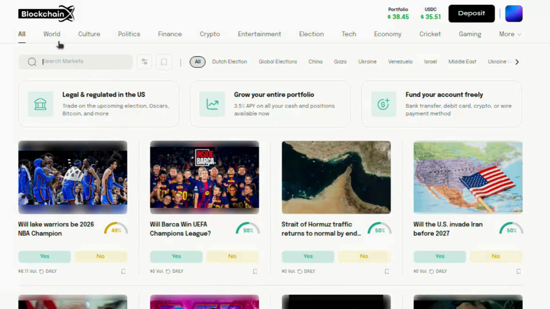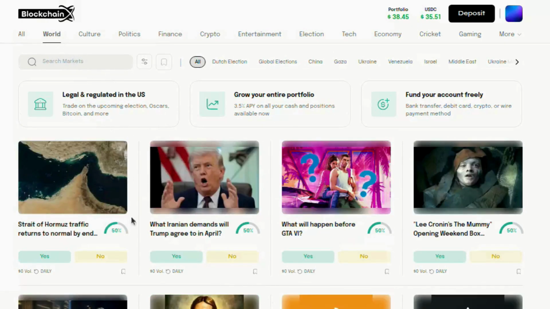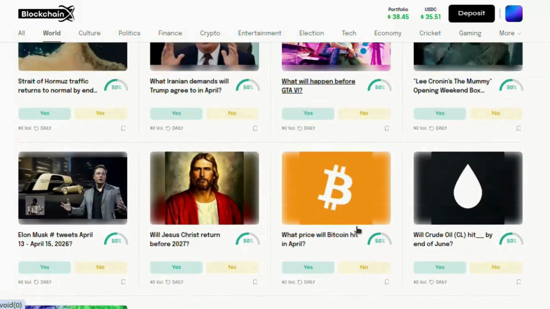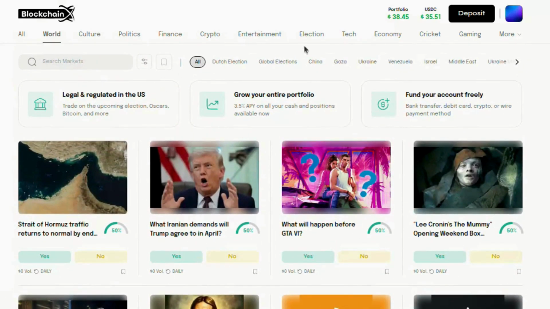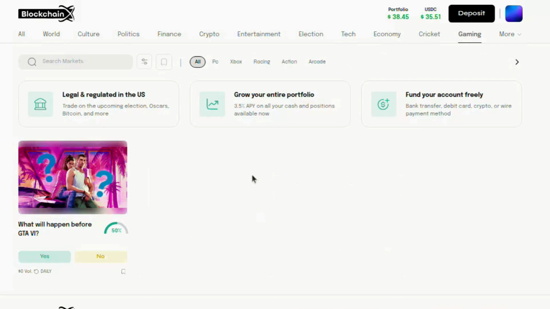Markets are also organized into different categories. Each category displays only the markets relevant to that specific topic, helping users browse more efficiently.